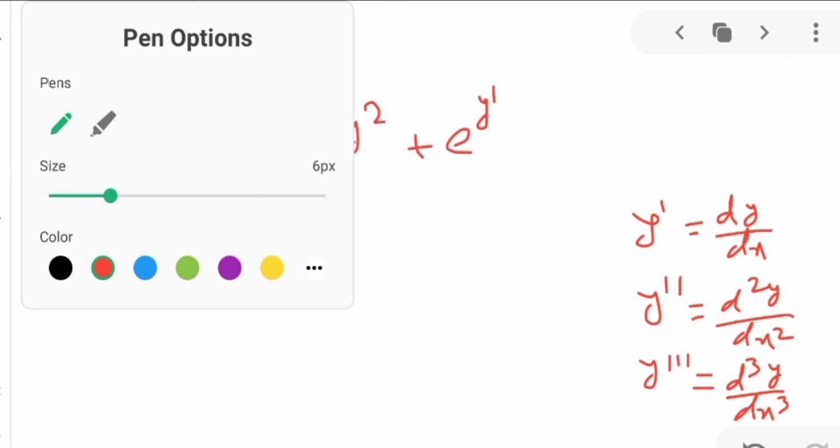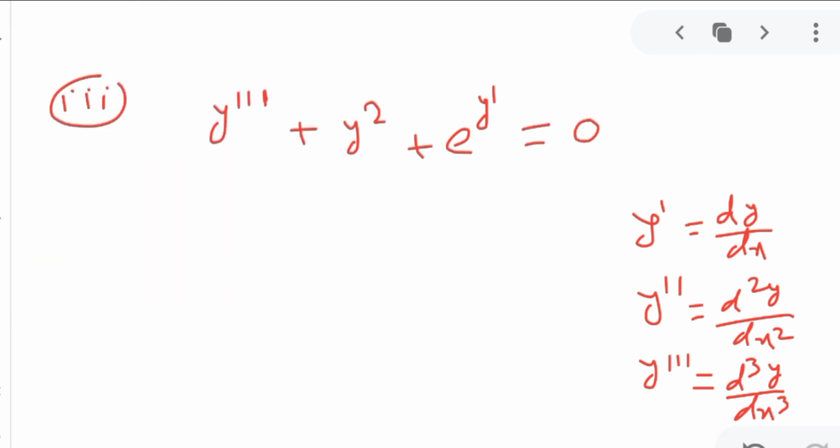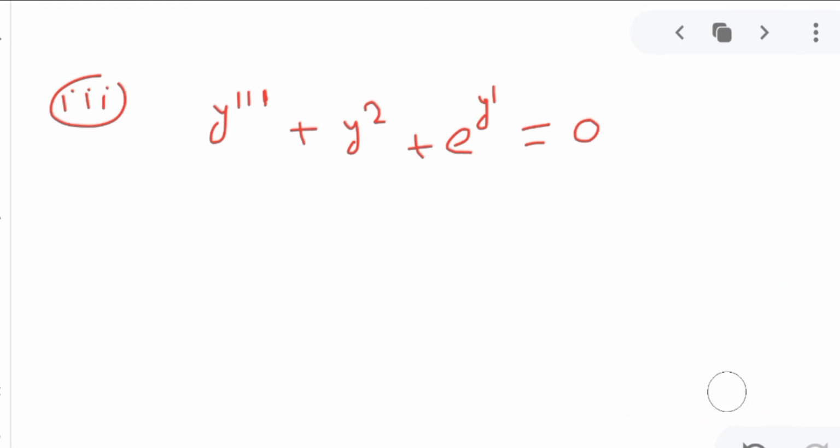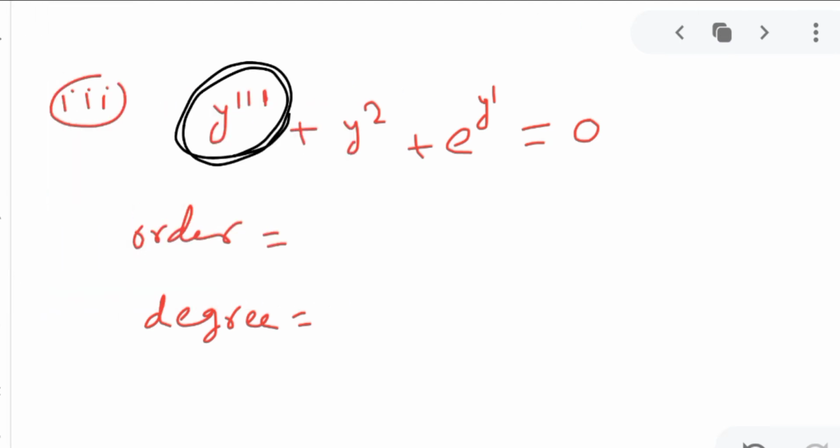So this is the equation given: y triple dash plus y square plus e to the power y dash. You have to tell the order and degree. For order, we just have to see the highest order term. The highest order term is this only, the triple derivative, which is nothing but d3y upon dx cube, as I just explained for y triple dash. So obviously the order is 3. d3y means order is 3. Correct.